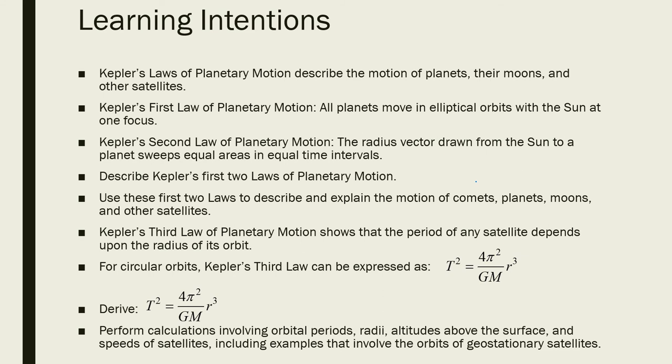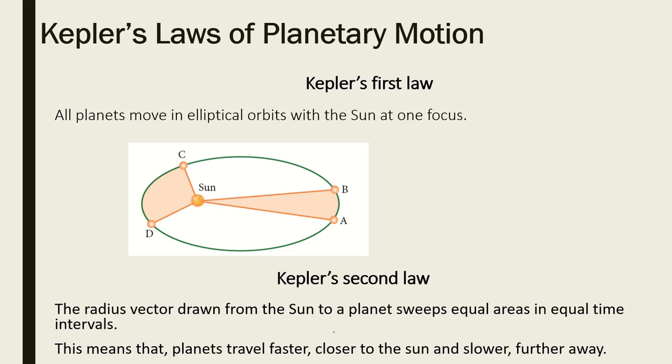So in this video we're going to be looking at Kepler's laws of planetary motion. He has three laws. We're going to look at a derivation for a formula involving the period of an orbit, and we're going to do some calculations involving the stuff that we've been learning involving satellites. So he has three laws.